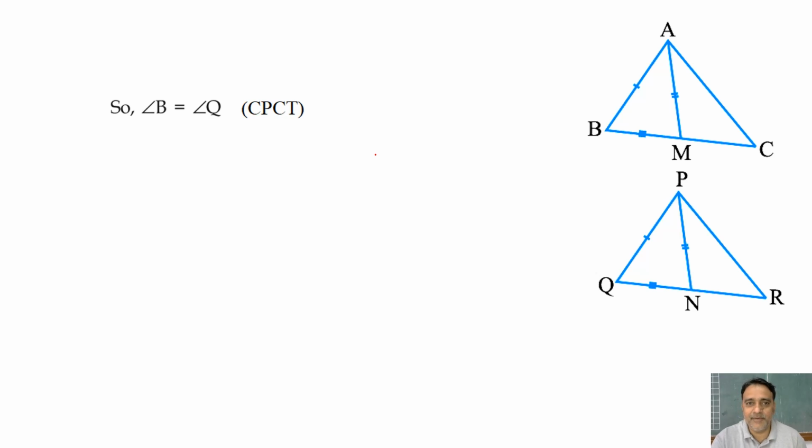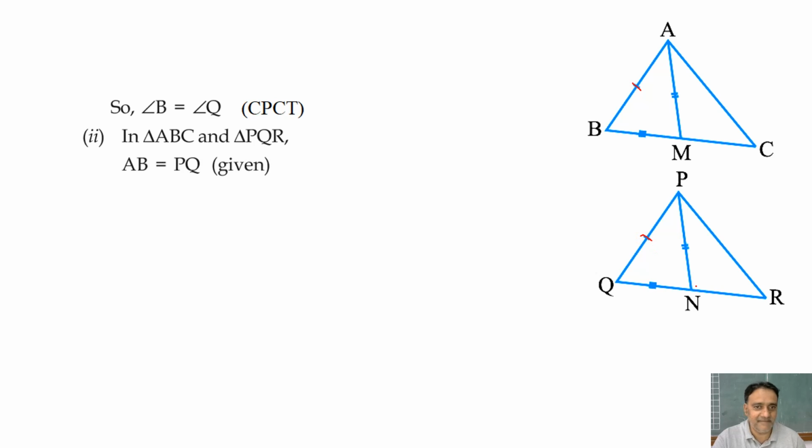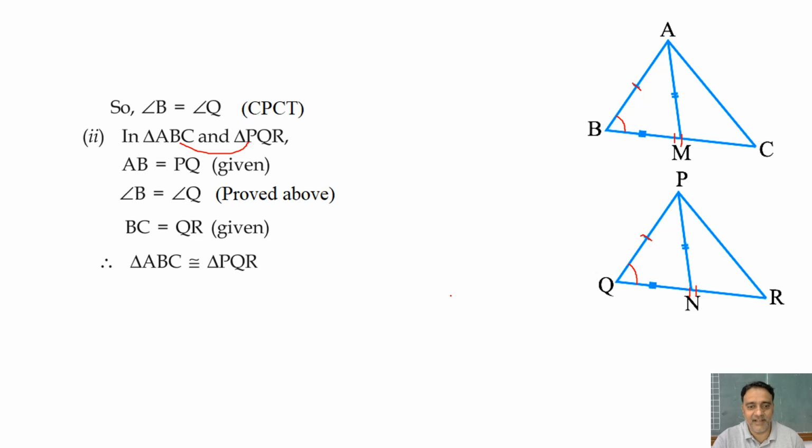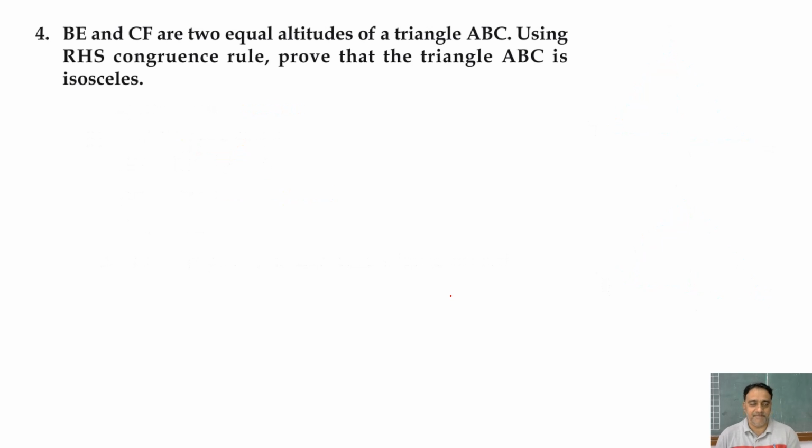Right. So अब हम लोग full triangles ले रहे हैं, angle ABC और angle PQR. Let us start. AB is equal to PQ given, and angle B is equal to angle Q proved above, and BC is equal to QR. It is also given. So therefore these two triangles are congruent by which criteria? SAS. Very good. SAS congruence rule. So now we are moving towards the fourth question.